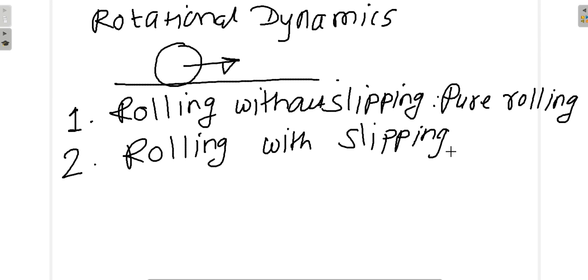So we are considering two cases. Number one, there is pure rolling. There is no skidding. The body continuously rotates. And number two, there is rolling as well as slipping happening simultaneously. So first of all, it is necessary to understand what are the important conditions for a body to have a pure rolling motion, that is rolling without slipping.